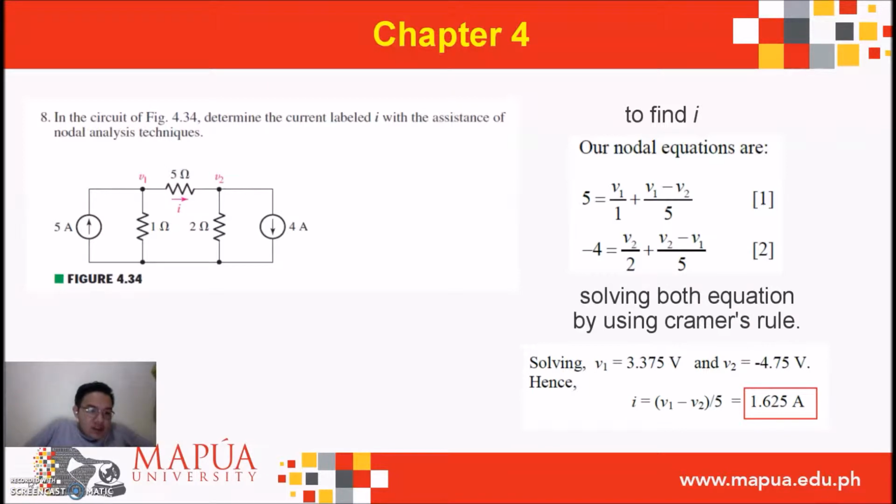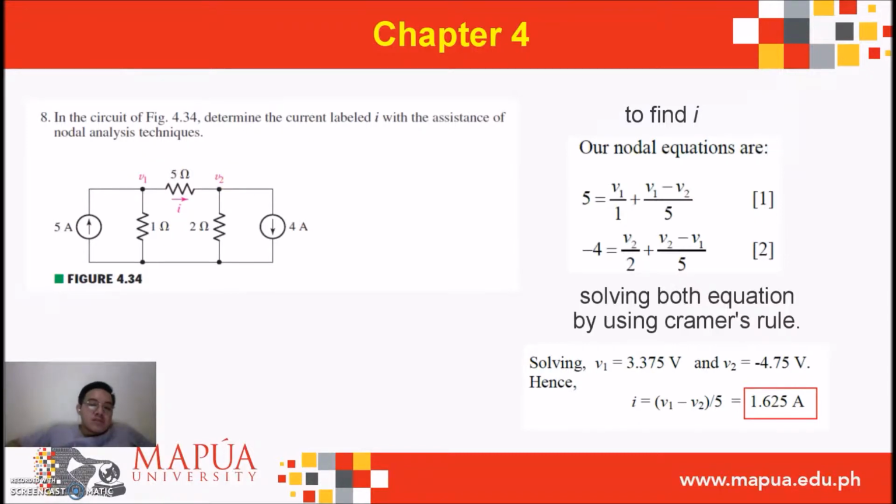Chapter 4, number 8. In the circuit of figure 4.34, determine the current labeled I with the assistance of nodal analysis techniques. This is the given circuit, and we need to find this current. To solve that, to find I, our nodal equations are: 5 is equal to V1 over 1 plus V1 minus V2 over 5. That's our first equation. The second equation is negative 4 is equal to V2 over 2 plus V2 minus V1 over 5.